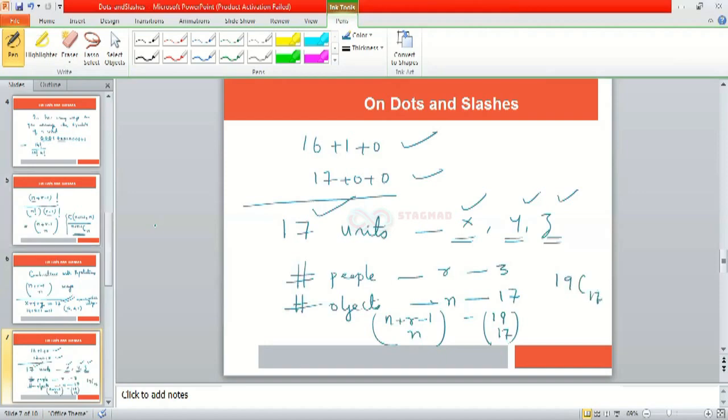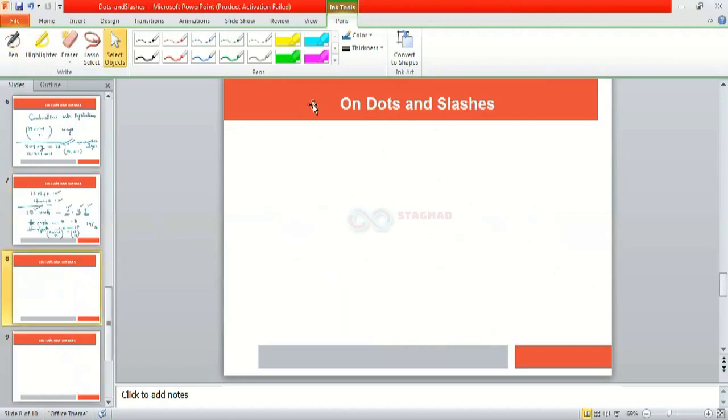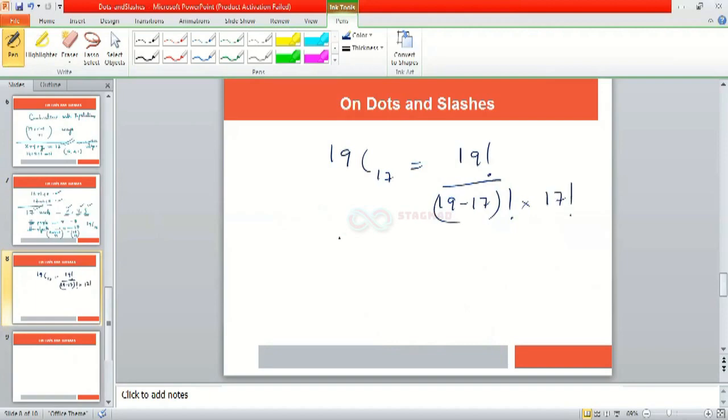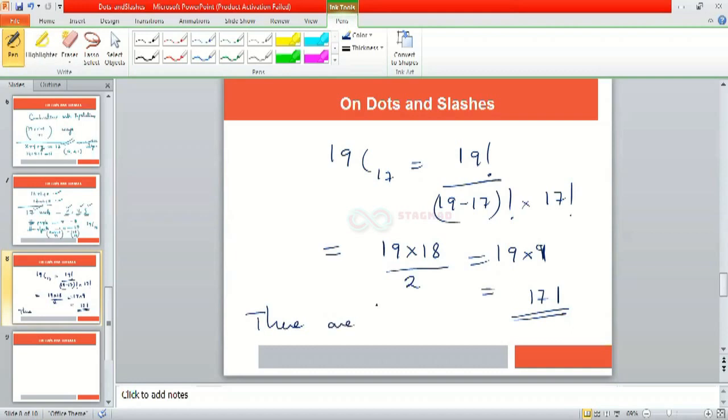Let me do the calculation here. 19C17 equals 19 factorial divided by 19 minus 17 factorial times 17 factorial, which is 19 into 18 by 2. So 17 factorial cancels, and it is 19 into 9, which is precisely 171. So there are 171 solutions to the Diophantine problem in, mind you, non-negative integers.